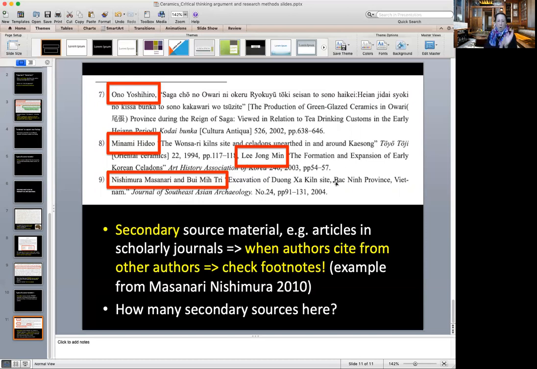So whenever authors cite from other authors, check their footnotes, they're basically referencing secondary source material, okay? And in this case, this is actually quite interesting. He's referencing himself, right? He's referencing other secondary material that was produced by him, right? The last one. Okay. And that's it.